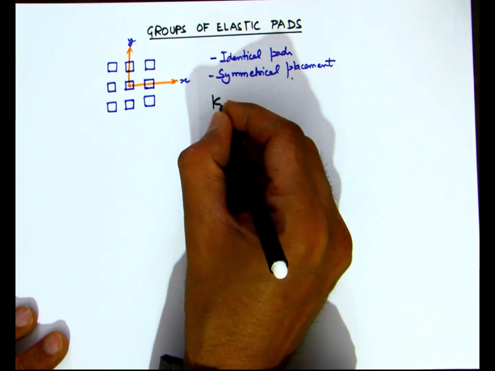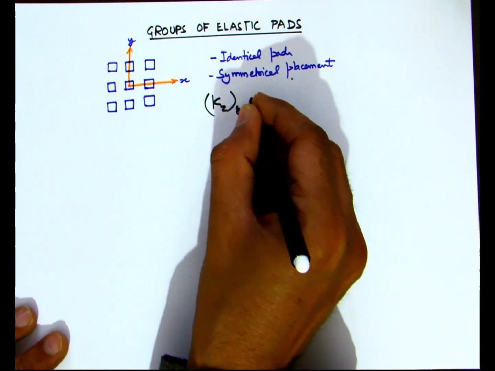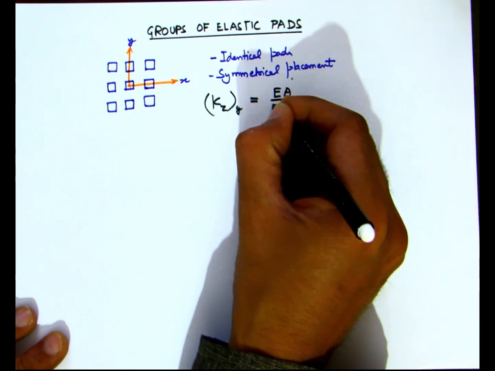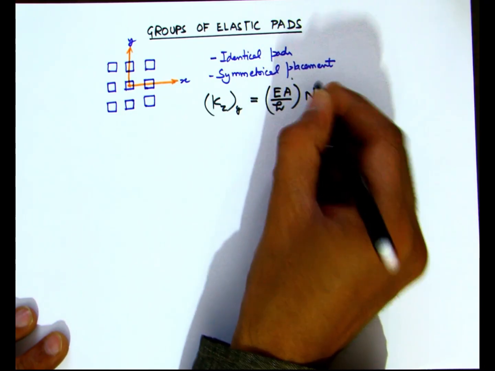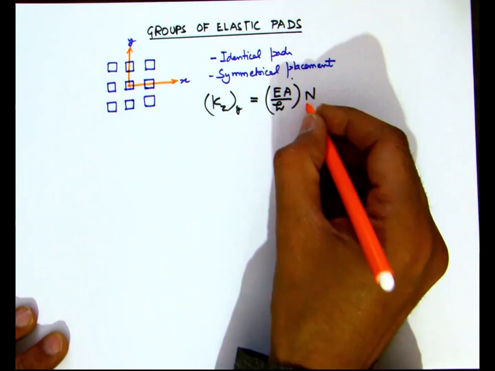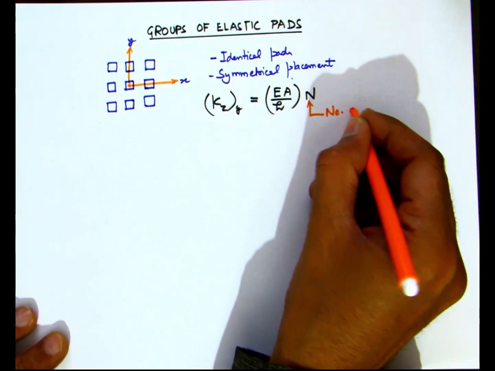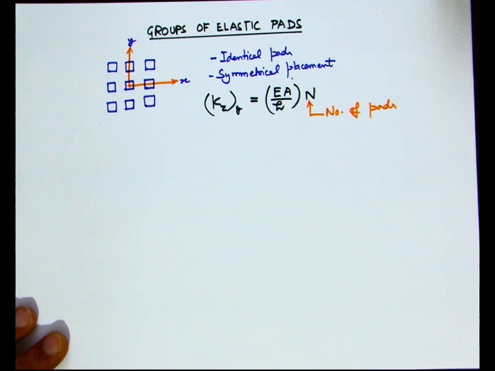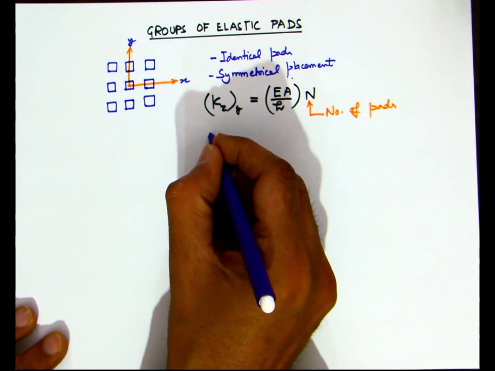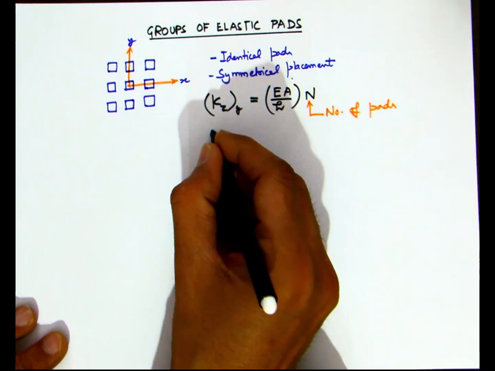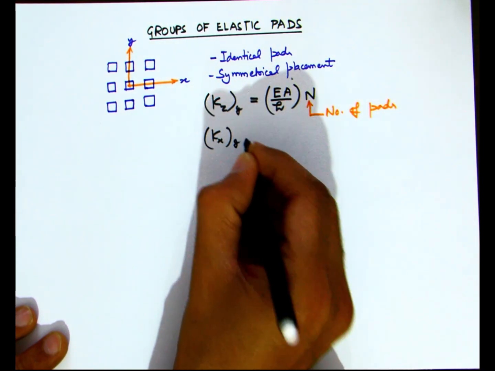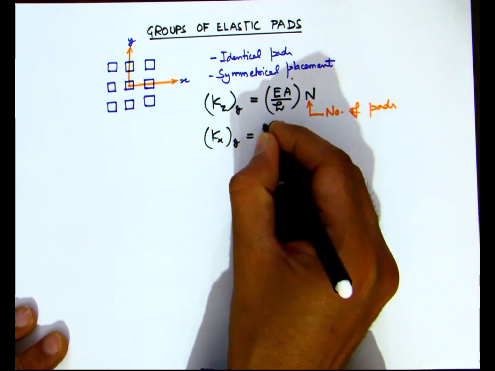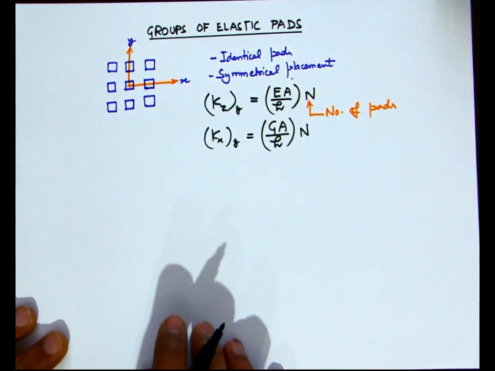So we begin with the expression for vertical stiffness. In the case of the vertical stiffness, basically the stiffness of a group of n pads is simply the stiffness of a single pad multiplied by the factor n. On similar lines, the expression can be written for the horizontal stiffness in the x direction or y direction. So here we simply multiply the stiffness of the single pad by n.